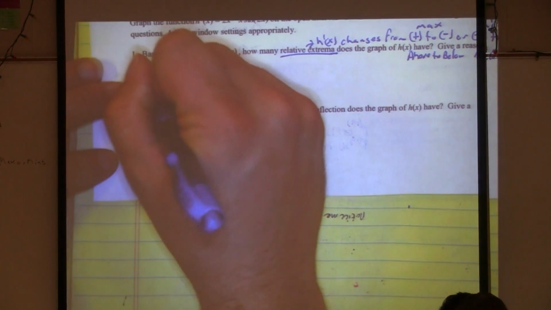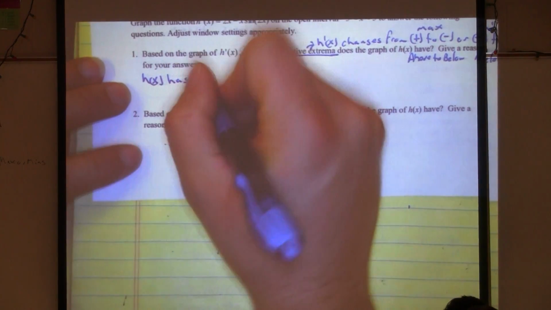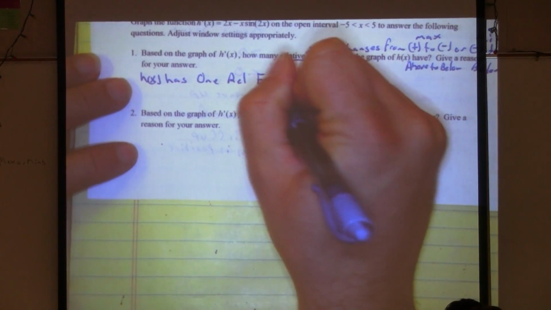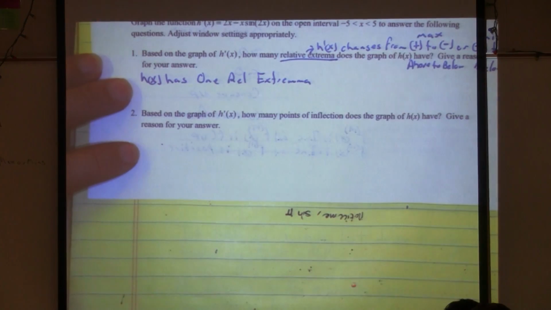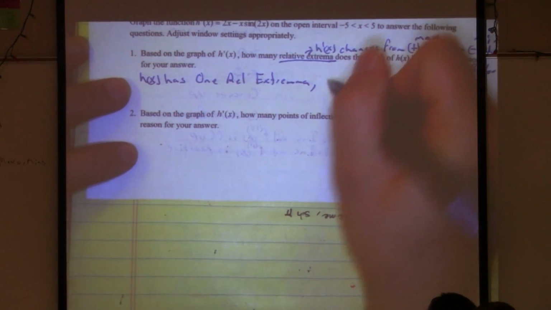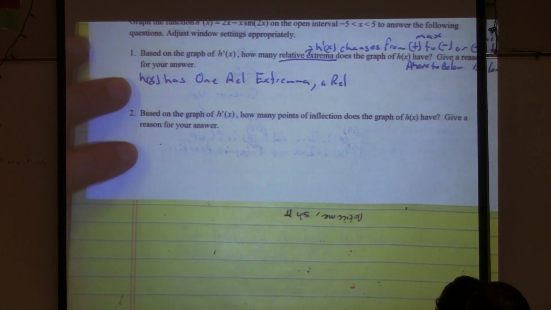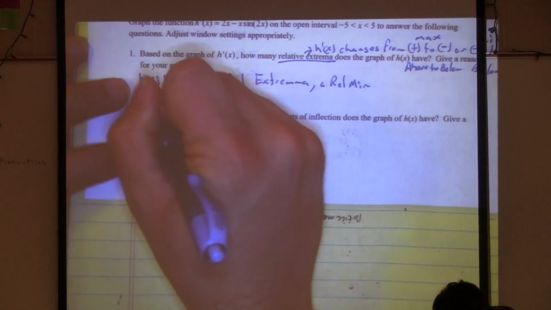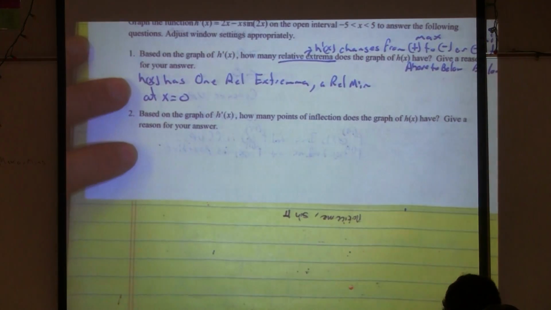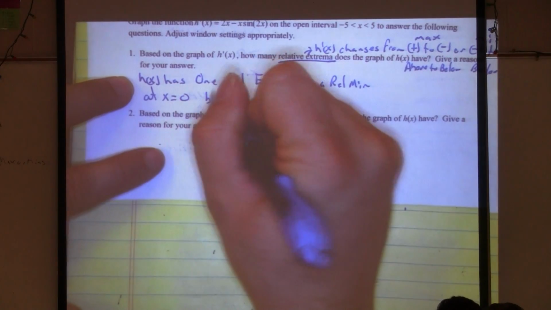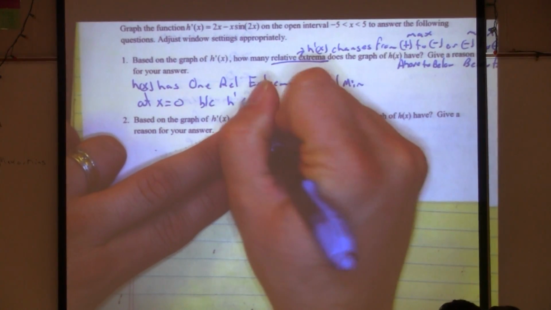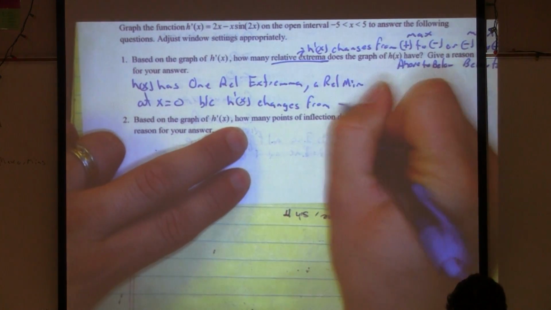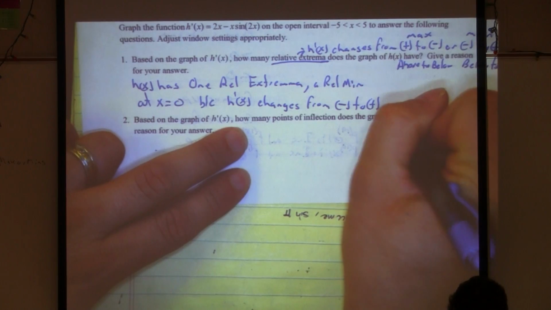Okay, so write that down. h of x has 1 relative extrema. And what would it be? A relative min, right? At x equals 0, because h prime of x changes from negative to positive.